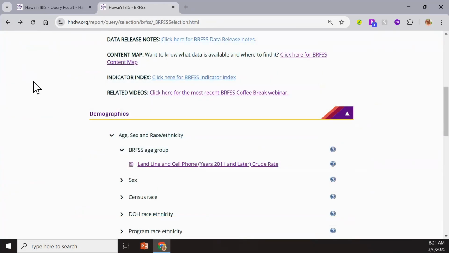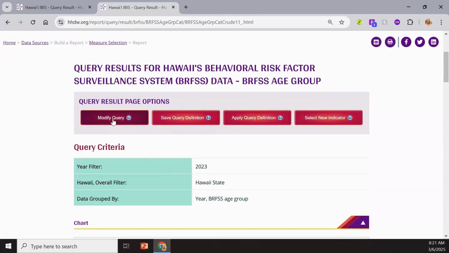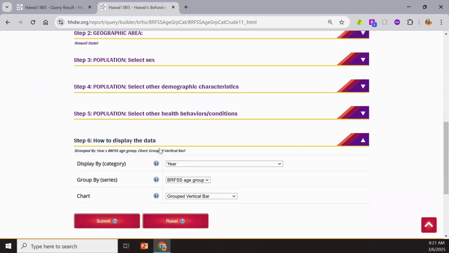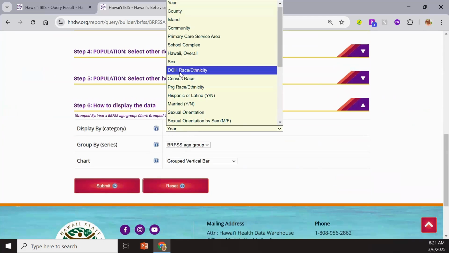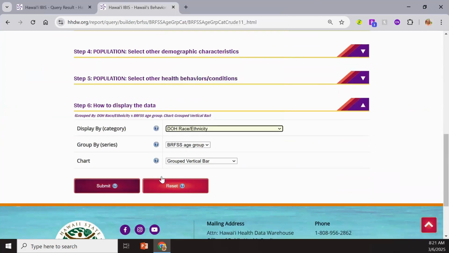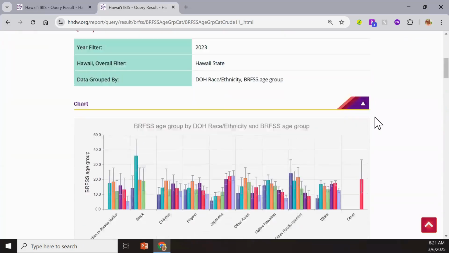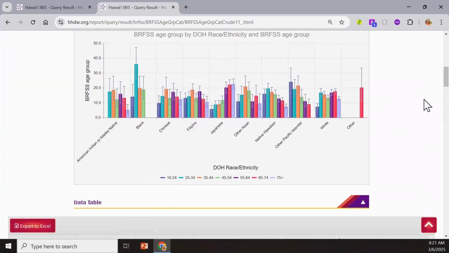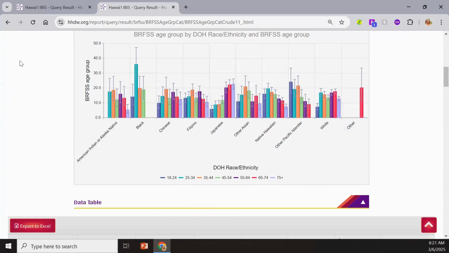So let's take a look at our age distribution by race ethnicity. So I'm going to select just 2023, and I'm going to ask to see the data by race ethnicity. And I am going to make this a grouped vertical bar. And here we can see the results. So this is showing our different race groups and their age breakouts. And this is a lot of information. It might be hard to really take it all in.